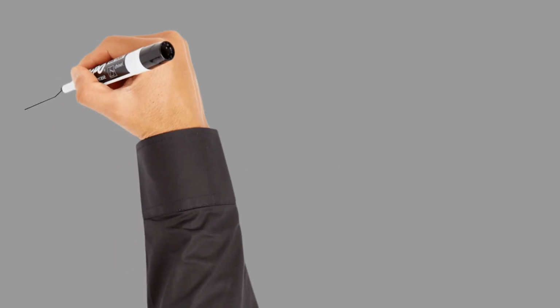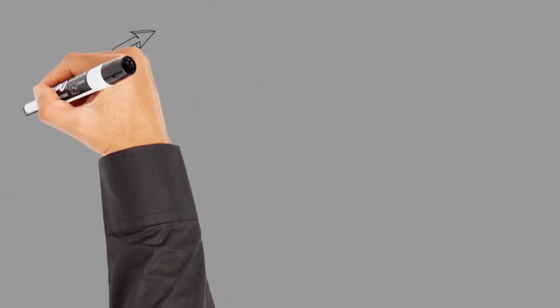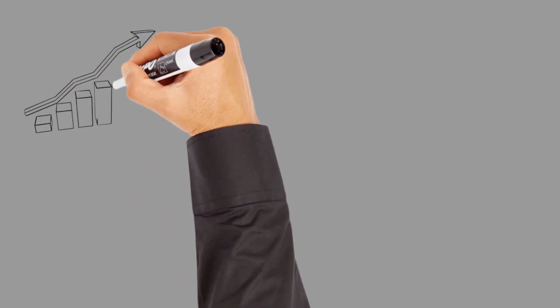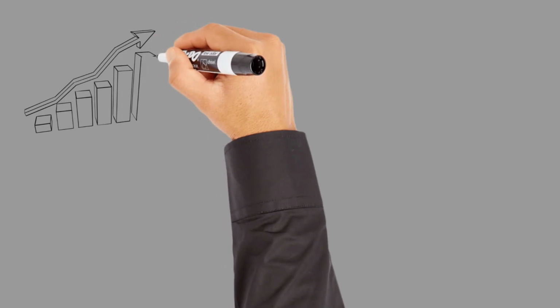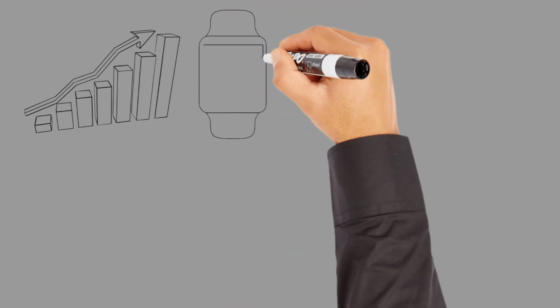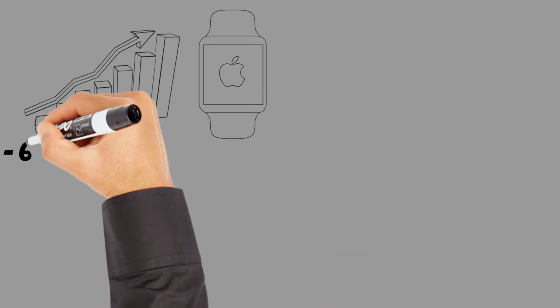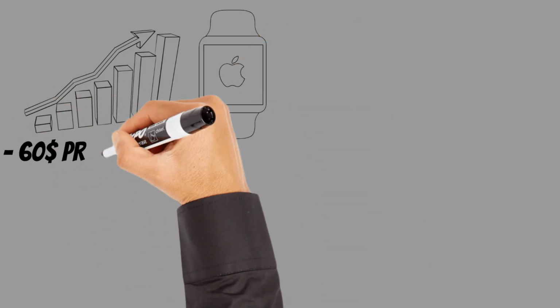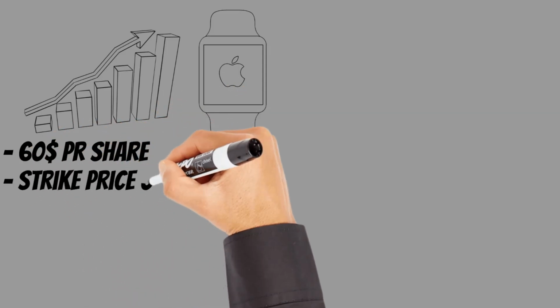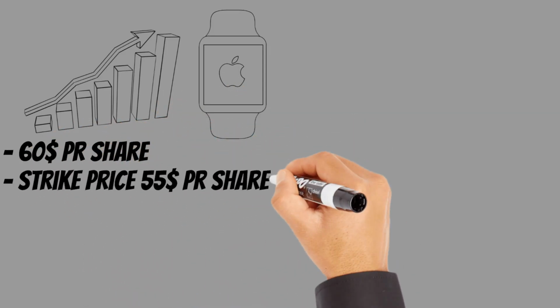Scenario 1, stock price rises above the strike price. After 2 months, the price of Apple stock has increased to $60 per share. At this point, you can choose to exercise your call option. By exercising the option, you would buy 100 shares of Apple stock at the strike price of $55 per share, regardless of the current market price.